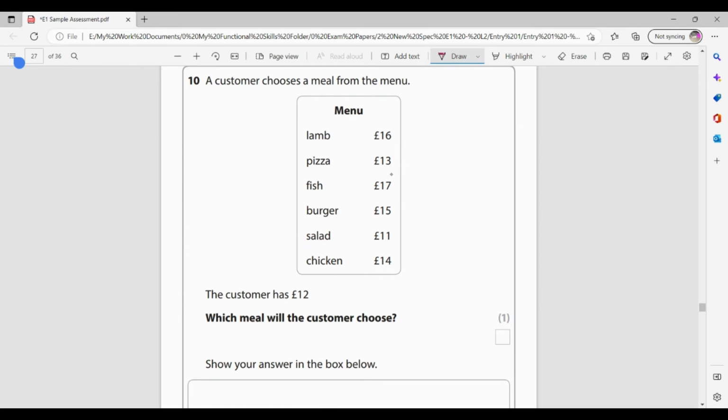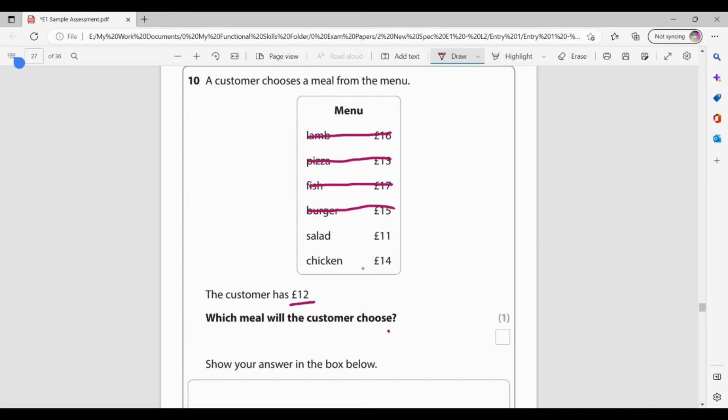A customer chooses a meal from the menu. The customer has £12. Which meal will the customer choose? So the customer has £12, so let's have a look. They can't afford the lamb because they've only got £12 and that's 16. The pizza's 13, so they can't have that. The fish is 17, also too expensive. The burger's 15, also too expensive.